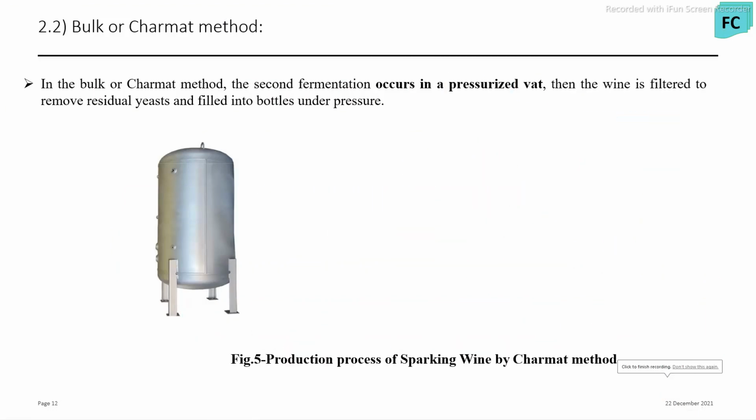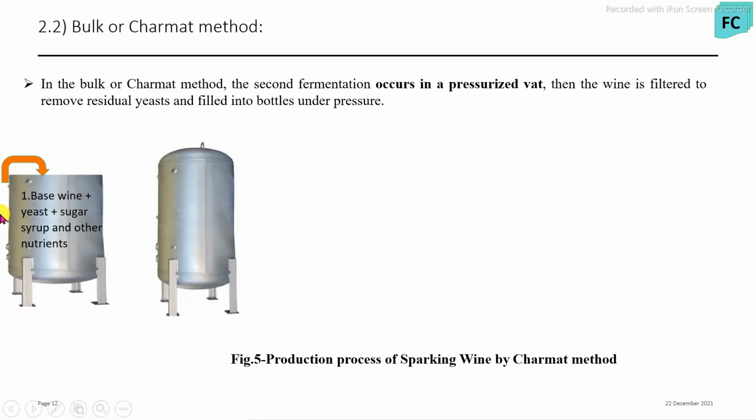The second one is the bulk, or tank, or Charmat wine production process. The sparkling wine is produced in bulk, in the tank, that is, pressure vessels are used for the secondary fermentation process. In the production process, first the base wine is prepared, and this base wine is taken into the mixing tank, in which sugar and yeast are added.